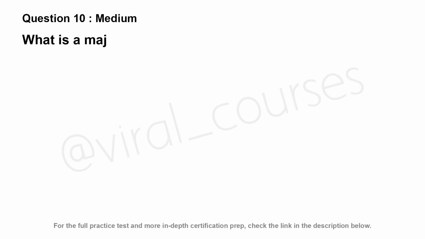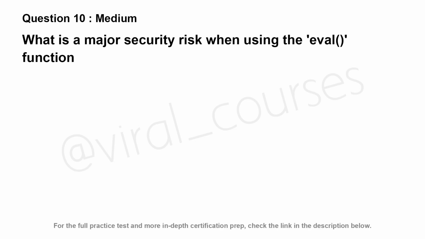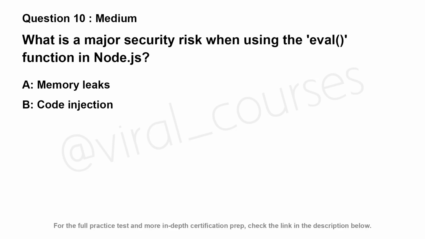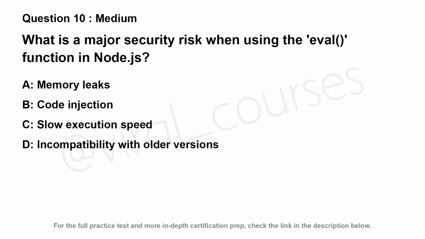What is a major security risk when using the eval function in Node.js? Option A. Memory leaks. Option B. Code injection. Option C. Slow execution speed. Option D. Incompatibility with older versions.